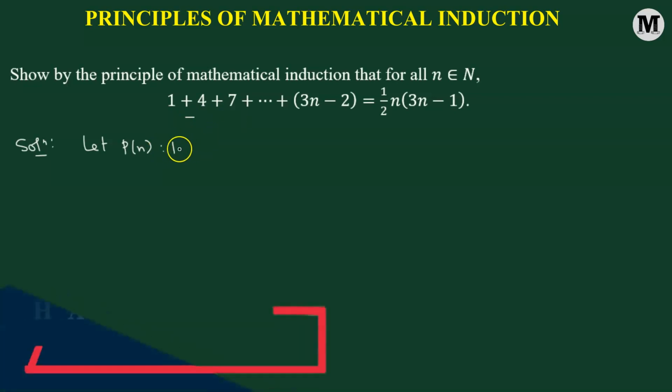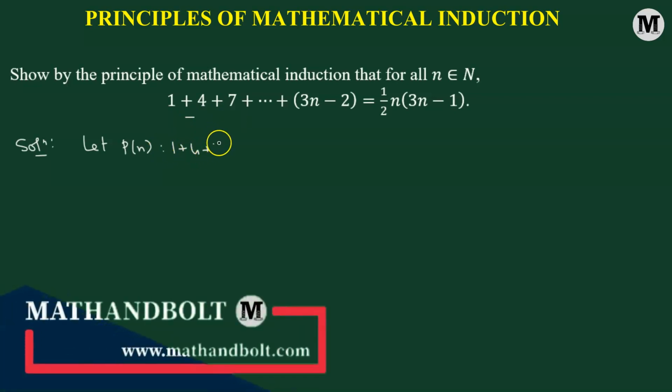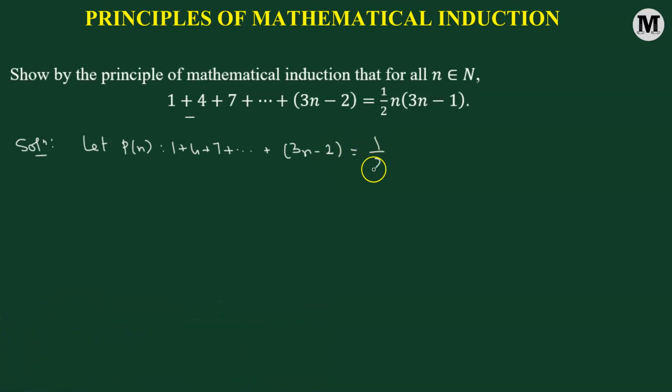It's given by 1 plus 4 plus 7 going all the way up to the last term, which is 3n minus 2. And it's given here that this equals half times n multiplied by 3n minus 1. So what we have to do here is show by the principle of mathematical induction, that means for any n value that we consider, where n is a natural number, this statement is always true. First we need to verify that this is true for n equals 1.